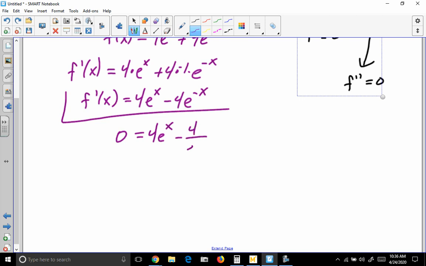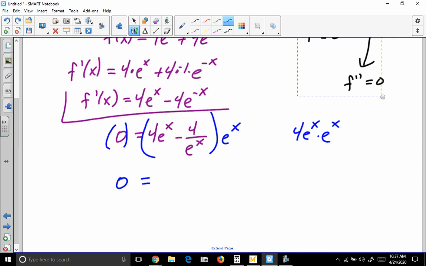We can write it that way. We can get rid of our fraction by multiplying both sides by e to the x. So if we multiply this side by e to the x, we get 0. If we do the first term times e to the x, we would have 4 e to the x times e to the x. And remember, when we multiply like bases, we add exponents. So x plus x will make that 2x. When we multiply that times this one, that e to the x and that one cancel.